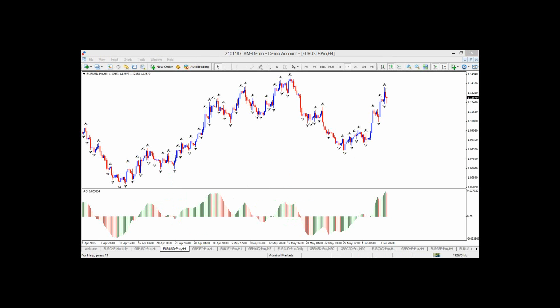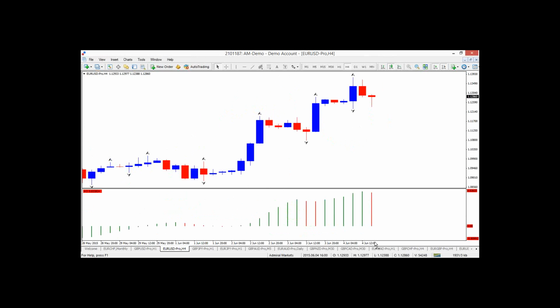Yep, Ichimoku is definitely good. Let's see, pin bar on the 4-hour chart. You're on a 4-hour chart, pin bar? I'm not sure which one you mean. Perhaps this one here? Oh, okay, no problem.